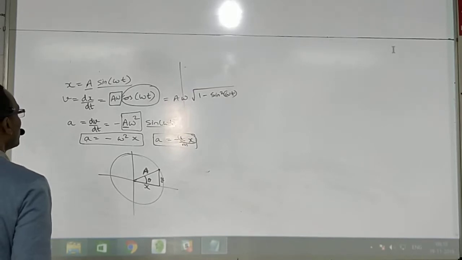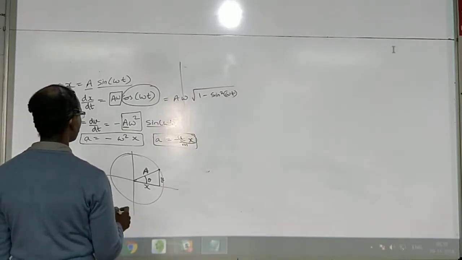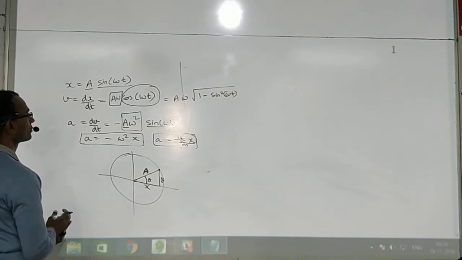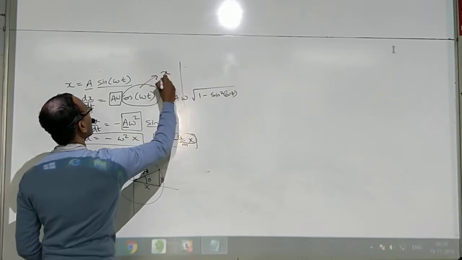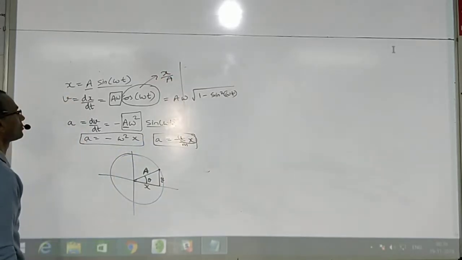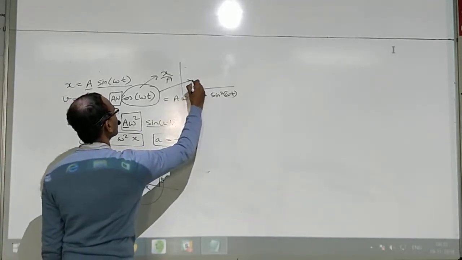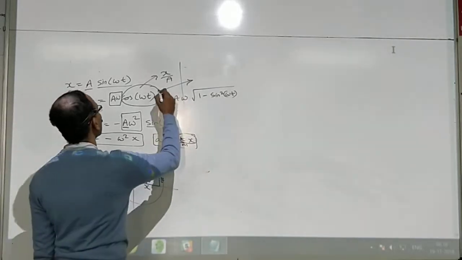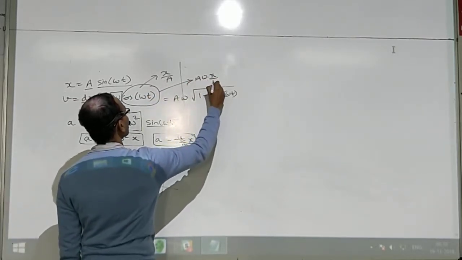Okay, cos of omega t is x by a. Right? So can't we express cos as 90 minus sin, 90 minus omega t? That would be a simpler form, wouldn't it? Right. So if you write this cos of omega t as x by a, it becomes a omega into x by a.